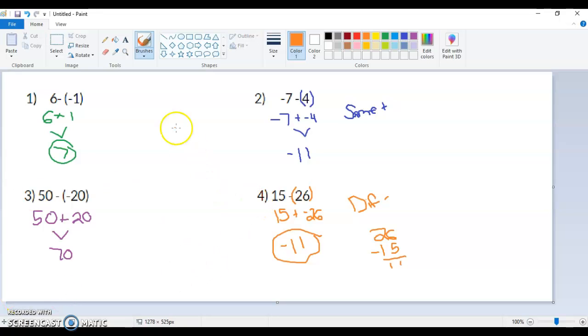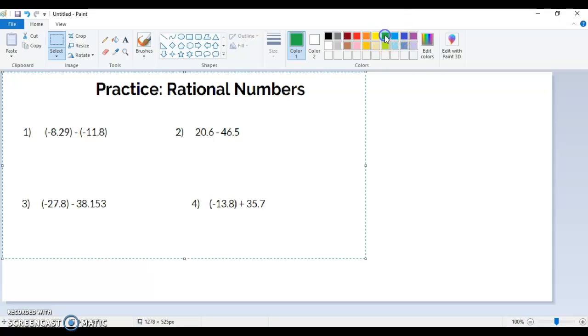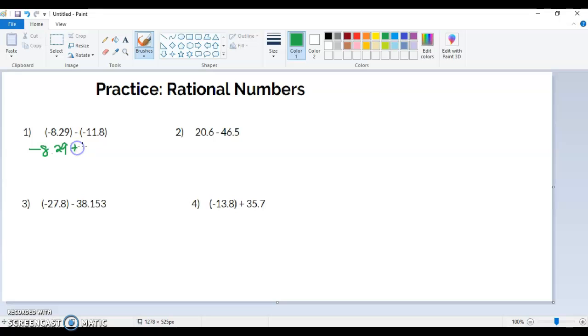Okay? And we'll take a look at using some rational numbers. So this time we're going to look at rational numbers, and that just means that they are fractions, decimals. So it works exactly the same. If we think about this as keep, change, I keep, I change, and I change, okay? They are different signs, so I'm going to subtract. This would be a great time to pause the video, try it out, see if you line up your decimals right.